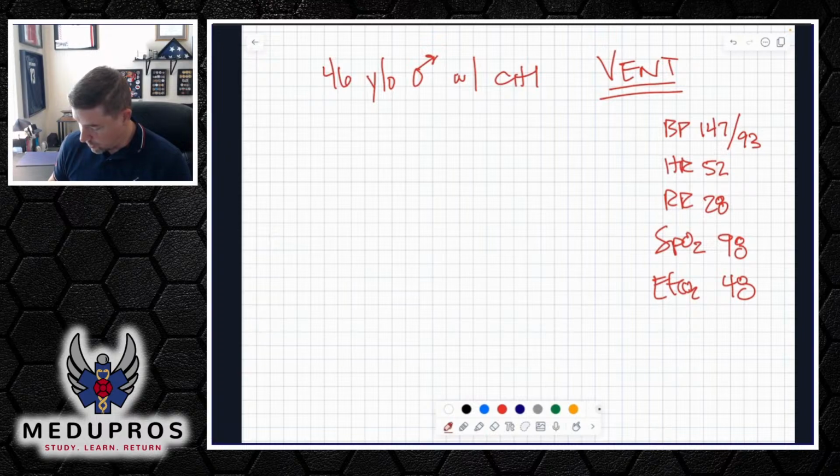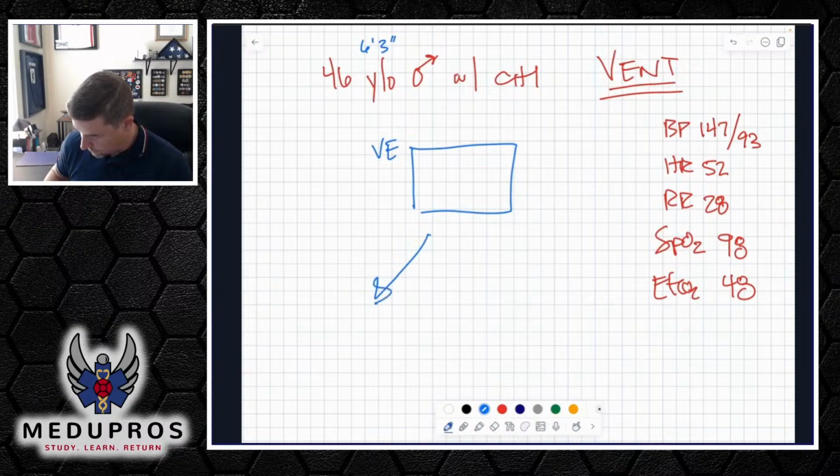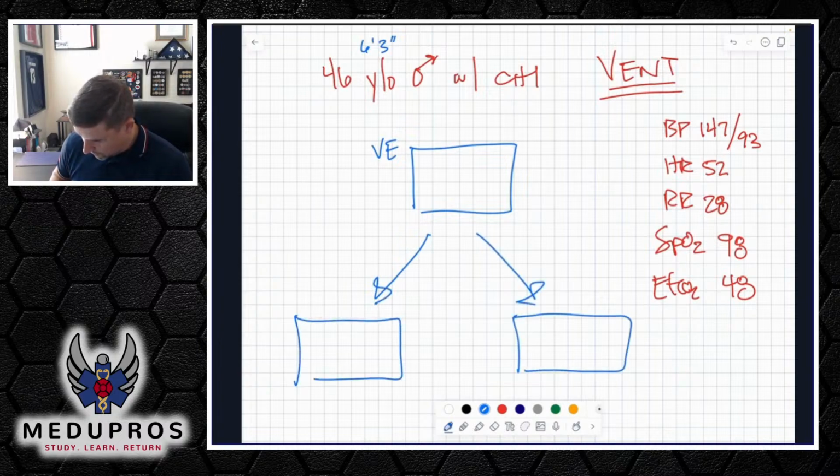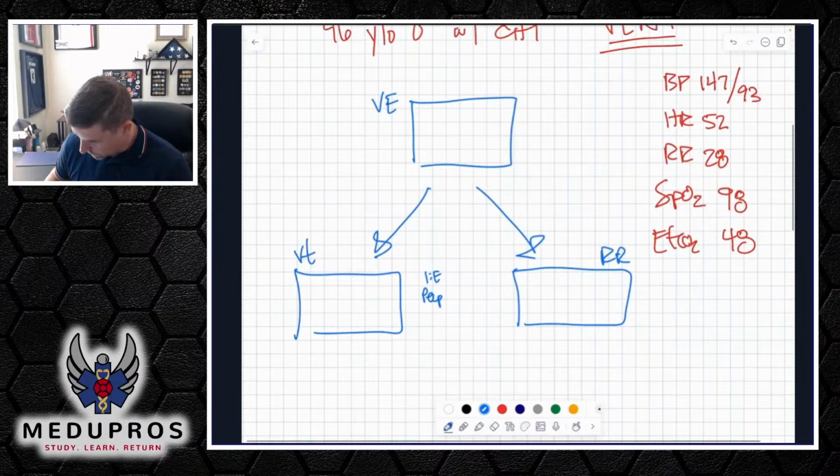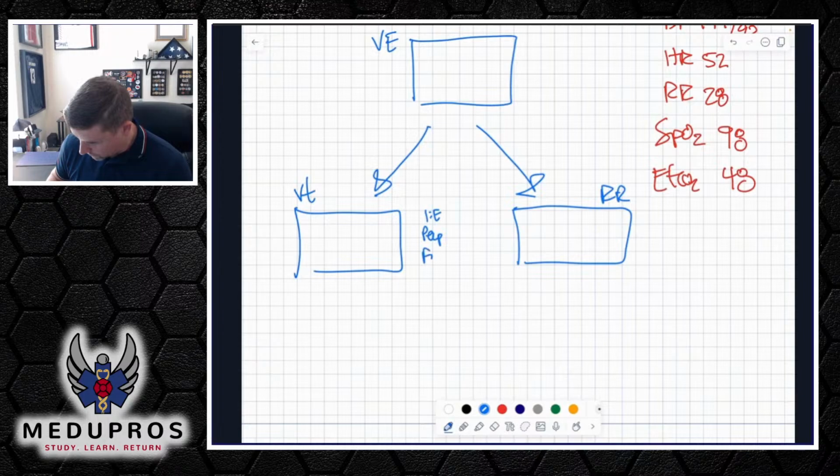Okay. So then let's work out this guy. Ultimate question next, of course: how tall is this guy? Let's do 6'3". So we calculate minute volume so that we know how to set this vent up for tidal volume and respiratory rate, and then, of course, I to E ratio, PEEP, and FiO2.